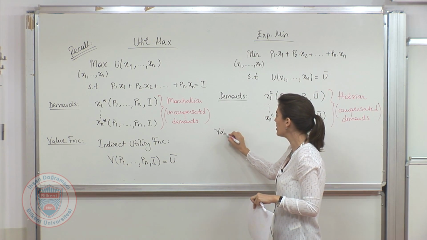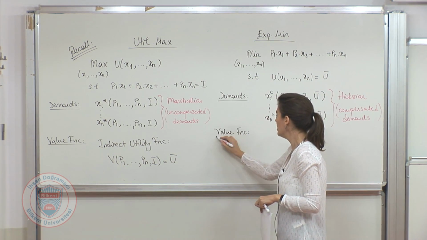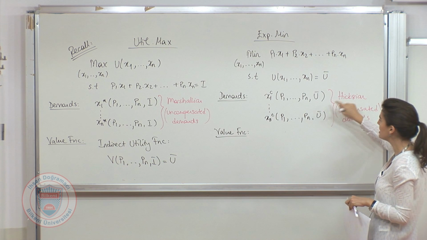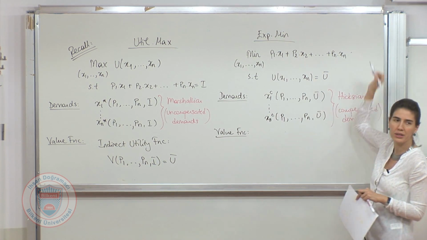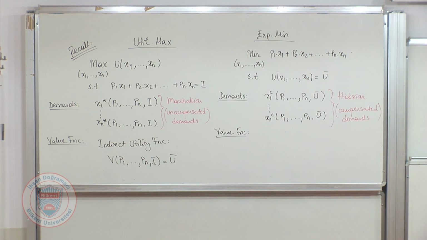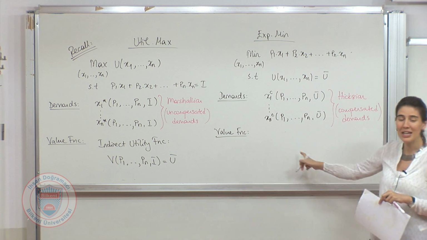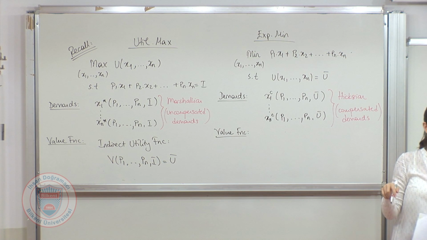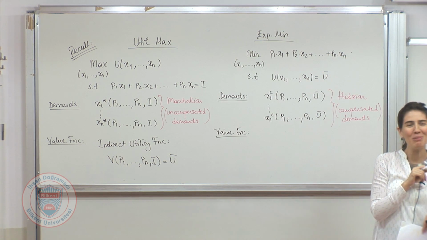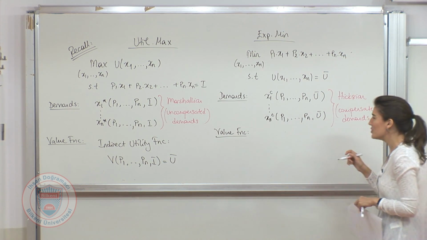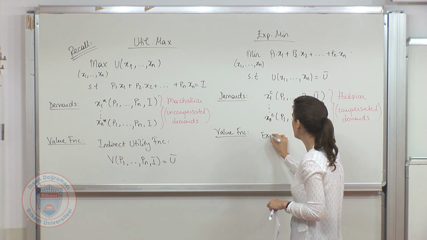And then the value function was what? Here, when we have these optimal quantities, we put them back into our objective function. Instead of the indirect utility function, we get what is called the expenditure function.